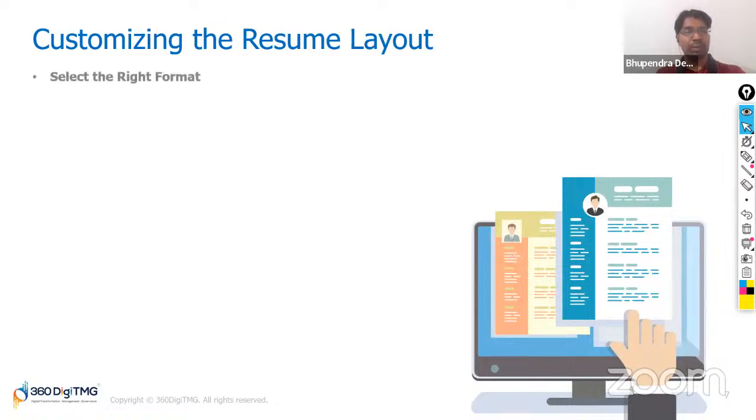Customizing the resume layout. You should select the right format properly. There's a difference between chronological, functional, or combination format. Chronological is where you have continuous education or jobs, for example, you can show a clear chronology. But what if you don't have this continuous chronology? If you have a break in your career, you can go for a functional resume. A functional resume focuses on skills rather than chronology. That is very, very important.